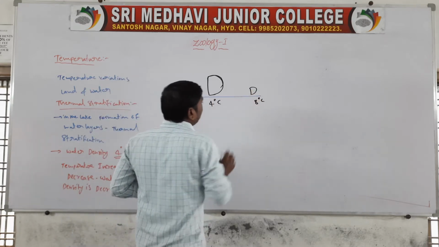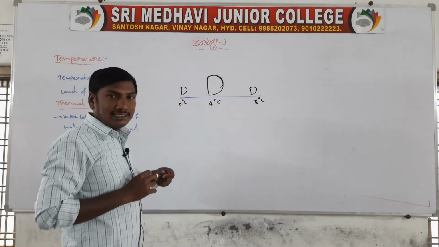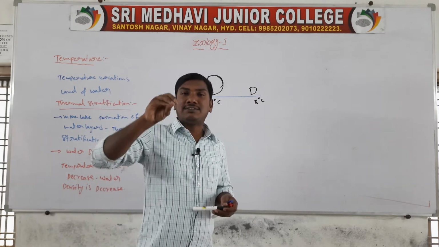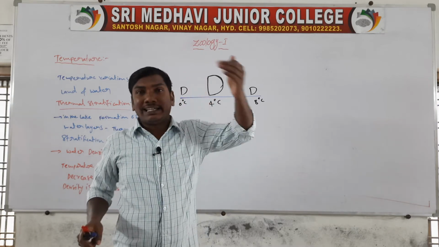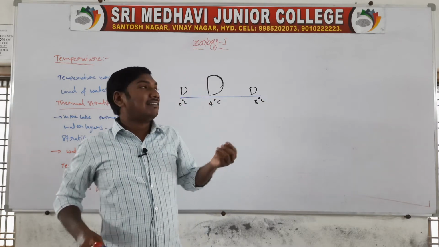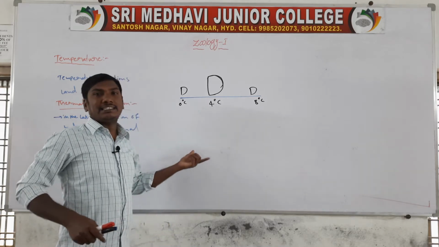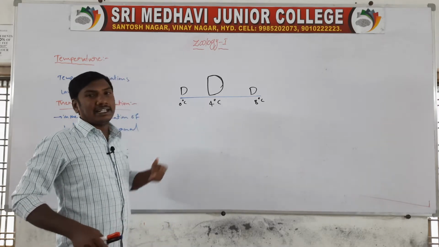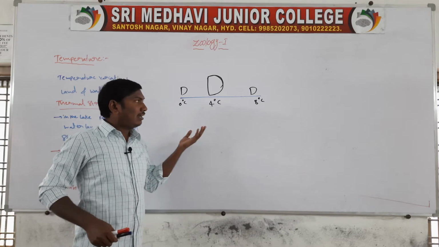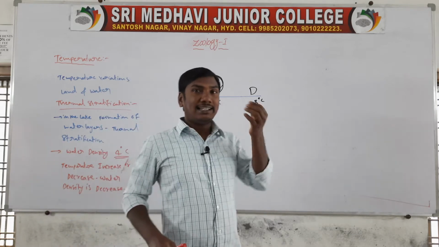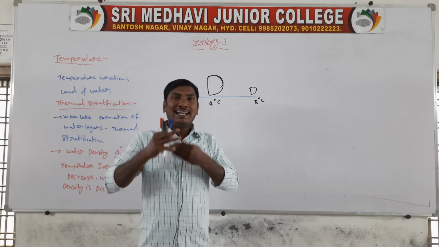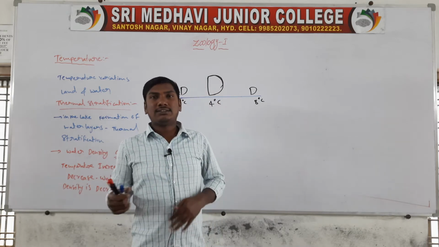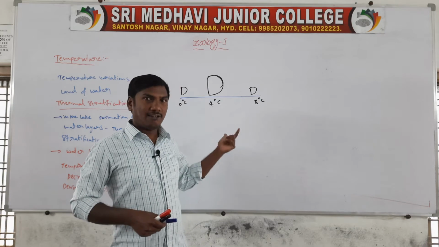The water density peaks only at 4 degrees centigrade. Whether the temperature increases or decreases, the water density decreases. This water density helps with the fall overturn. In the next class we will discuss fall overturn.